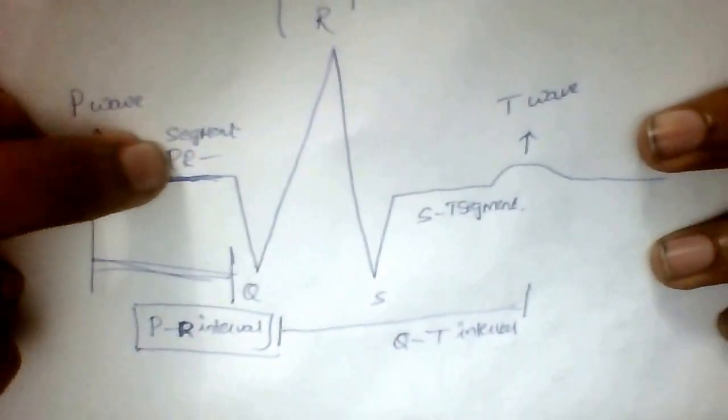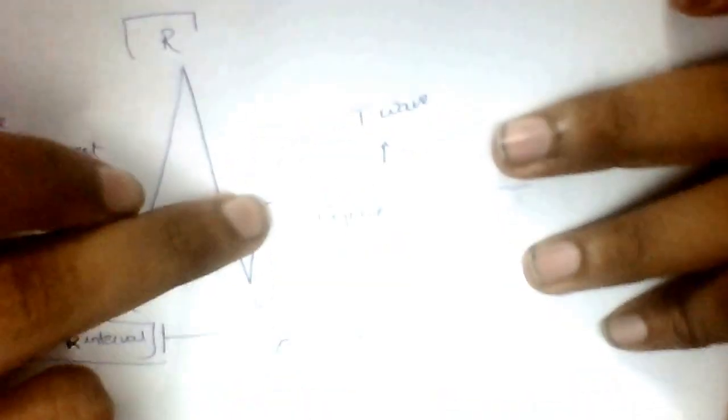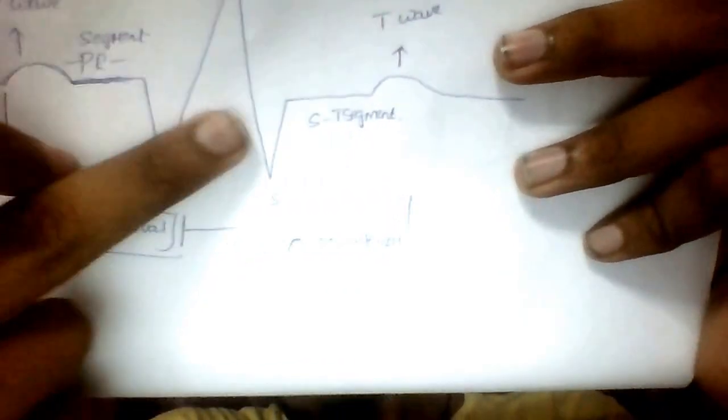And we have two segments. I will show you. One segment is the PR segment. Here you can see it's the PR segment, and one more thing, that is the QT segment. Sorry for that. So the PR segment is present between the ending of the P wave to the starting of the Q wave, and the ST segment is from the ending of the S wave to the starting of the T wave, and the ending of the T wave.